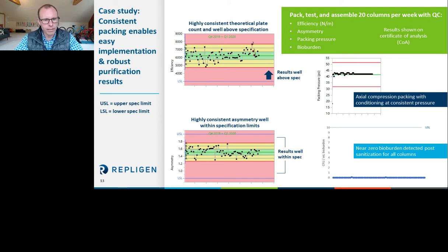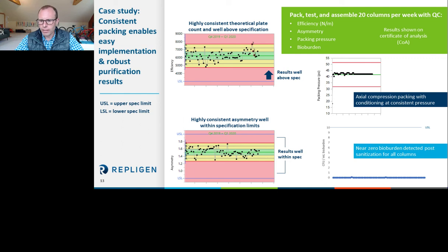And so just to give you a little bit of a snapshot of what we did from a column packing standpoint, this slide shows some of the process control data from column packing in our facility for several columns packed between Q4 2019 and Q1 of 2020. And what you see is some variation in the results from efficiency and asymmetry, which are on the left. But in all cases, the results are either above spec in the case of efficiency or well within spec in the case of asymmetry. Given that this is a capture step, the variations are not significant, and I would say relatively normal for many of our processes.